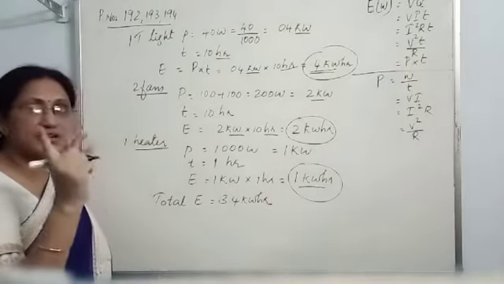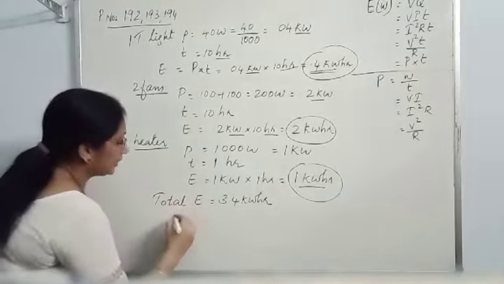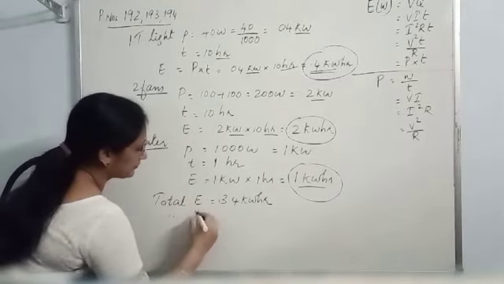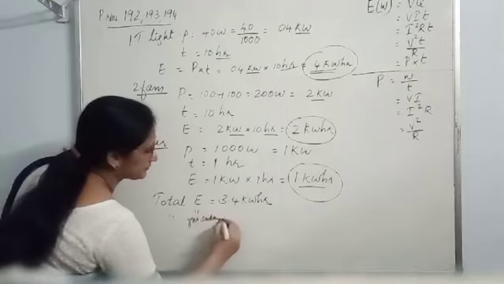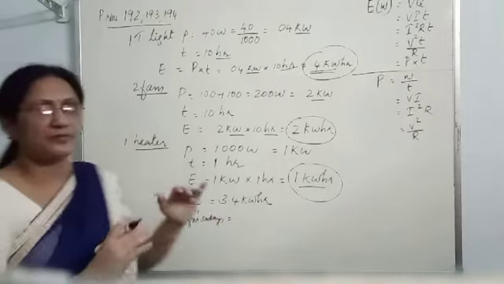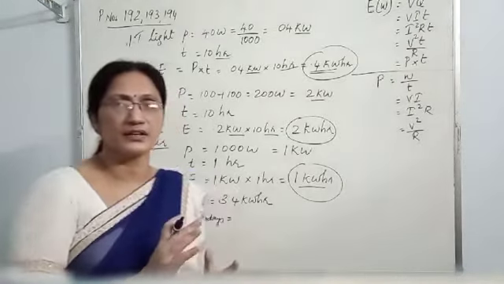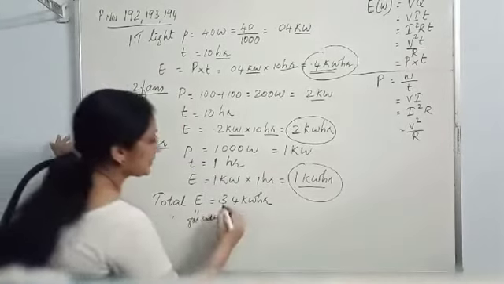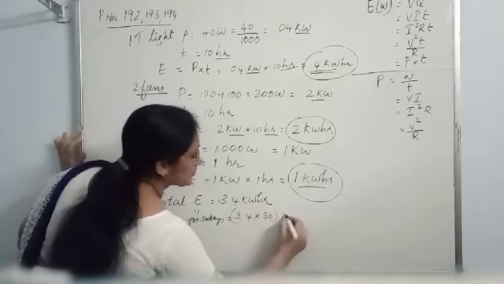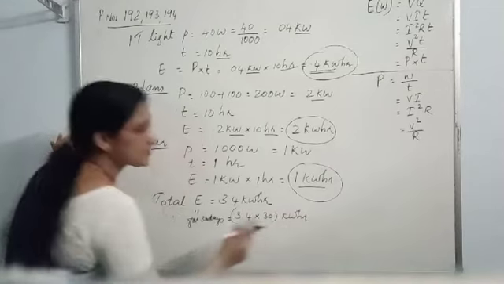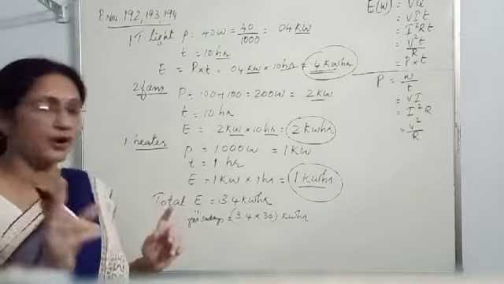This is the energy consumption for 1 day. Then total energy for 30 days. Average we always take as 30 days for 1 month. So 3.4 into 30. This much kilowatt hour is the energy consumption for 1 month.